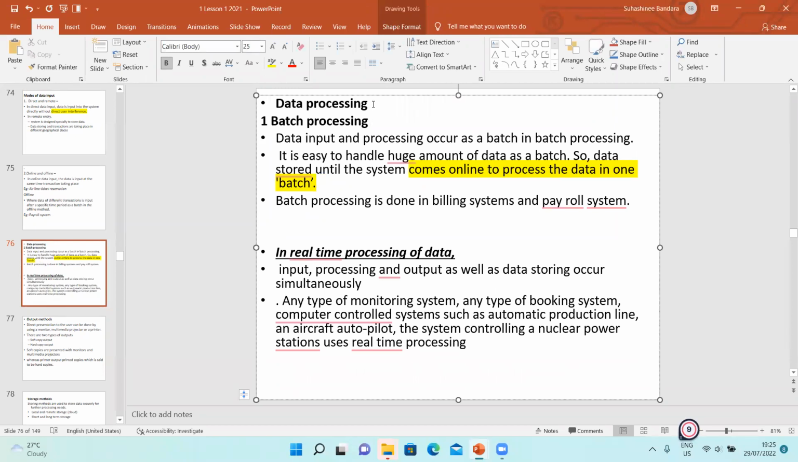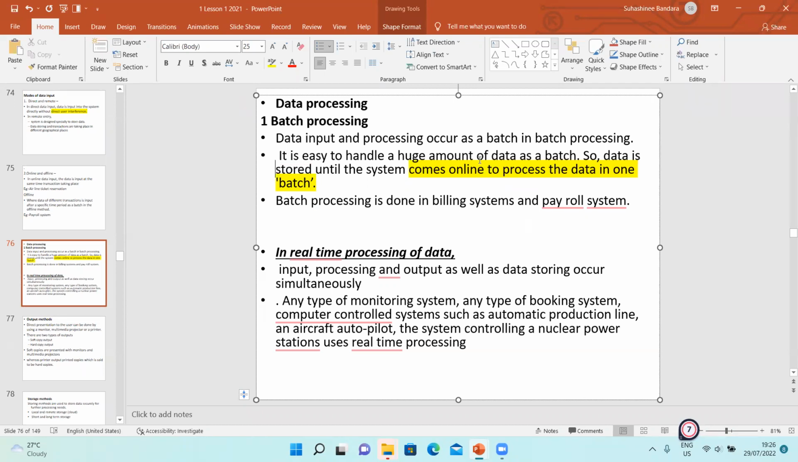Data input and processing occur as a batch in batch processing. It is easy to handle a huge amount of data as a batch. Data is stored until the system comes online to process the data in a batch. Normally, we collect the data until it comes online to process. Online means the time of the processing.